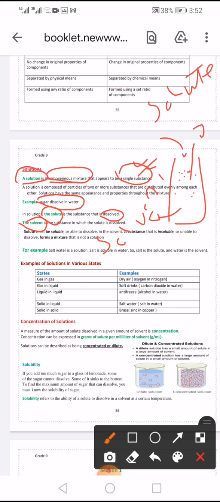So a solvent is a substance in which a solute dissolves. The solute must be soluble, so salt or sugar must be soluble, or able to dissolve, in the solvent. A substance that is insoluble, or unable to dissolve, forms a mixture that is not a solution.